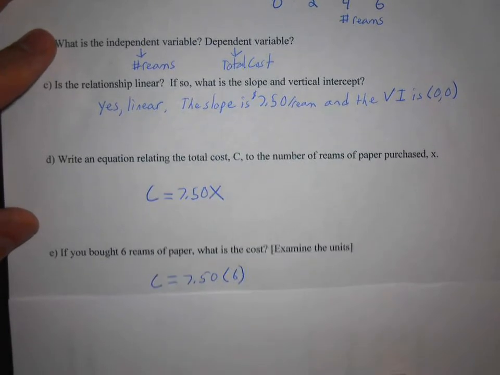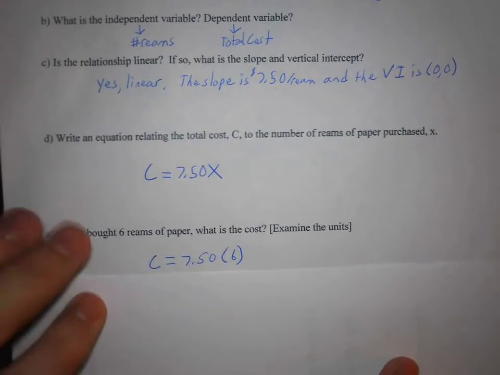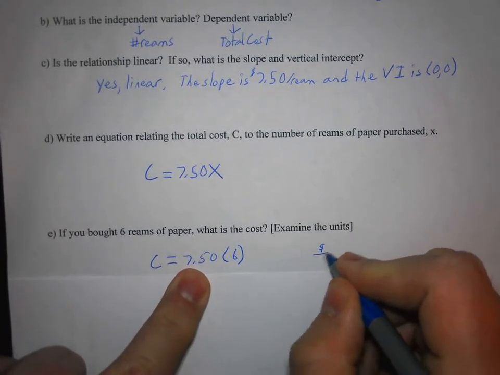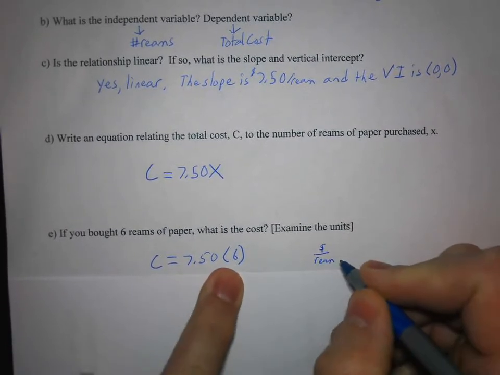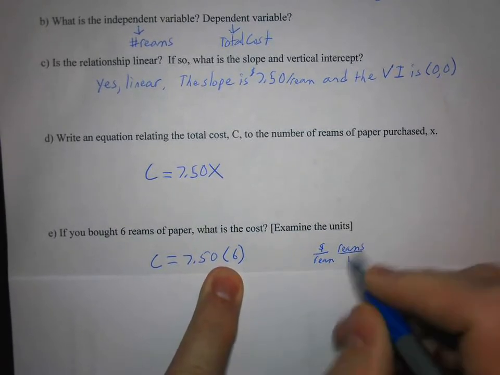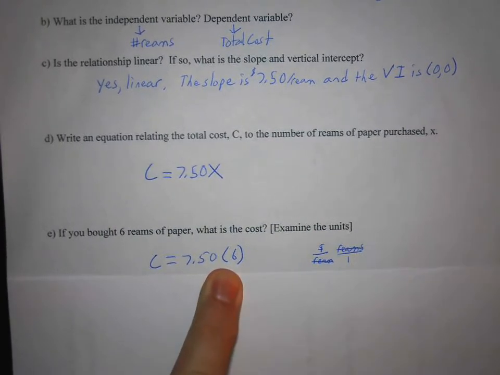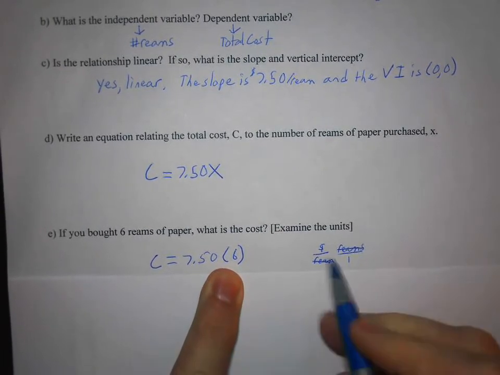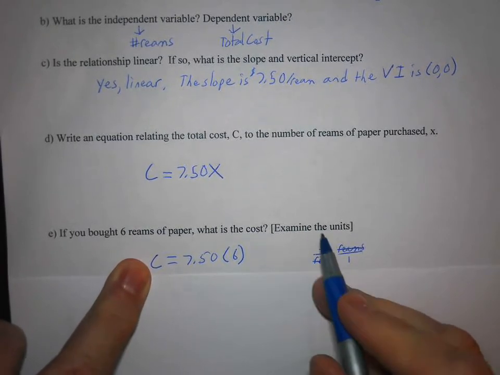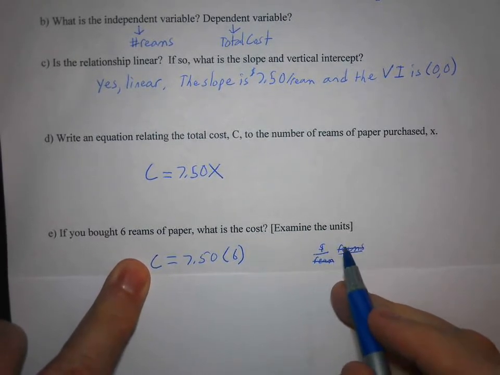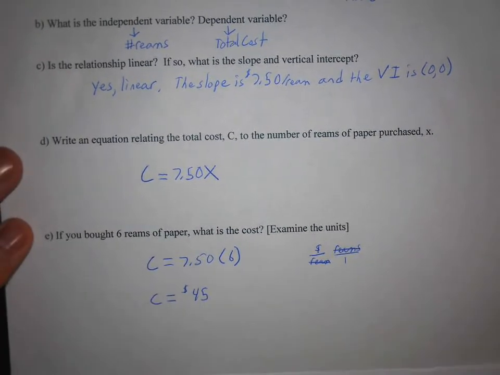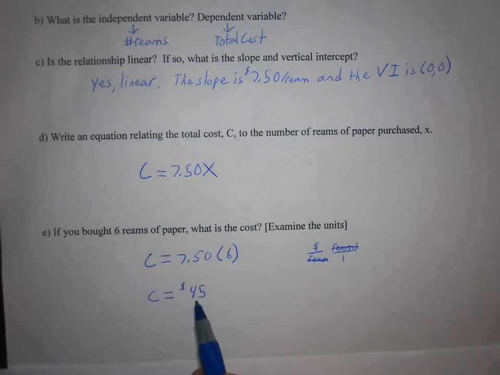So if you look at 7.50 times 6, what you're really doing there is remember that your 7.50 is in dollars per ream, and then 6 represents 6 reams. So when you multiply those with the units, what happens is the reams cancel off and you're left with dollars. And shouldn't total cost be in dollars? So when I say examine the units, that's what that means. Reams cancel off and you're left with dollars, which makes sense for cost. So you end up with $45 for the total cost.